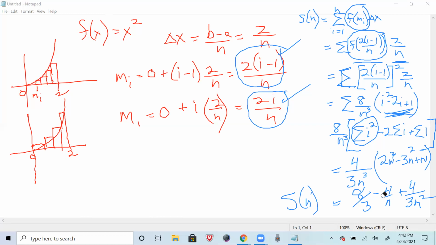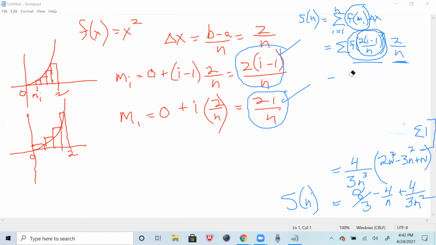So I'm going to do it in red, doing exactly what I did on that one, only here I'm going to be substituting 2i over n, not 2 times i minus 1 over n. Okay. So let me erase, and I'm going to leave the final answer there.